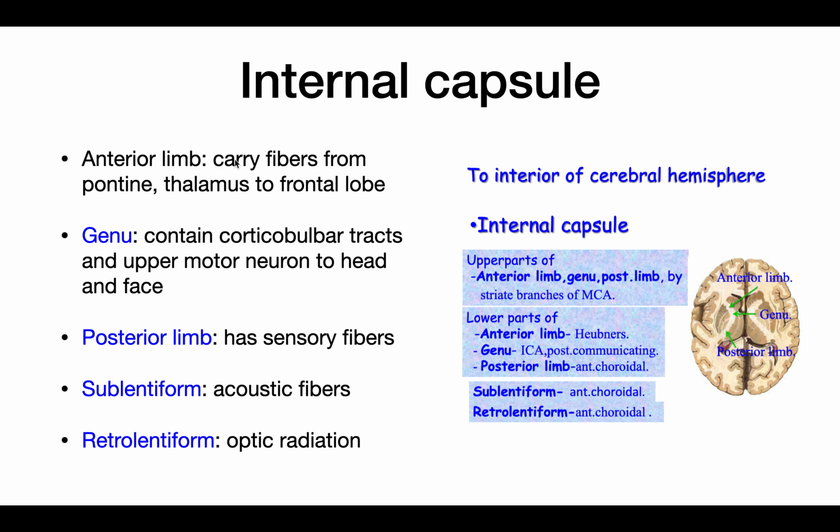The anterior limb is going to carry fibers from the pons to the frontal lobe through the thalamus. The genu is going to contain the corticobulbar tracts and the upper motor neurons to the head and the face.